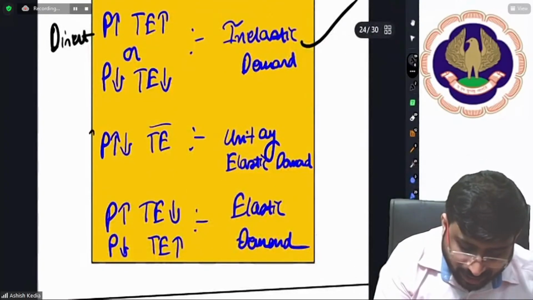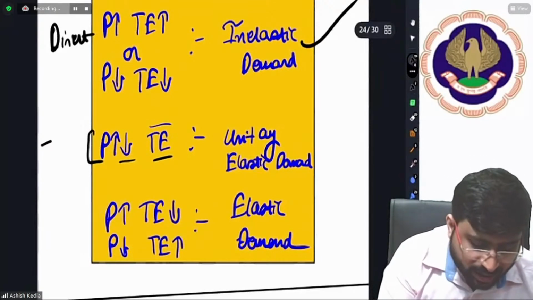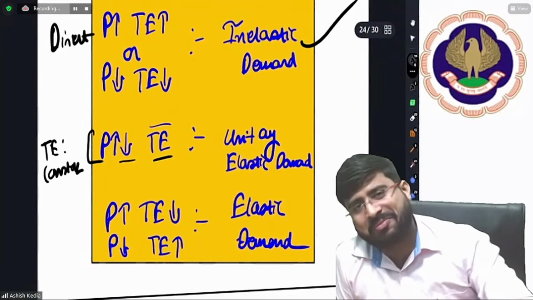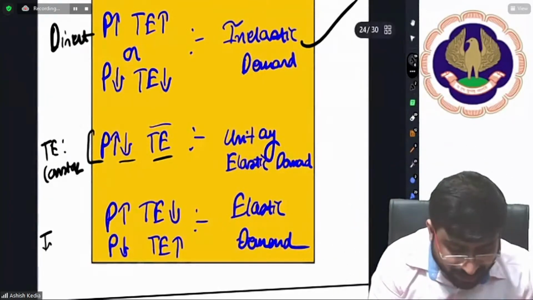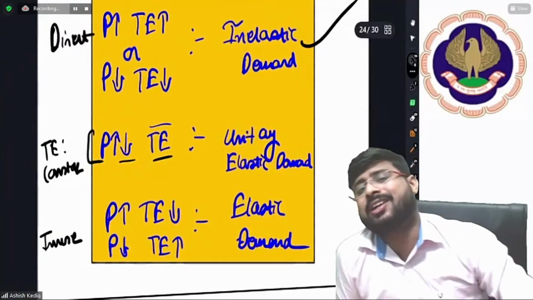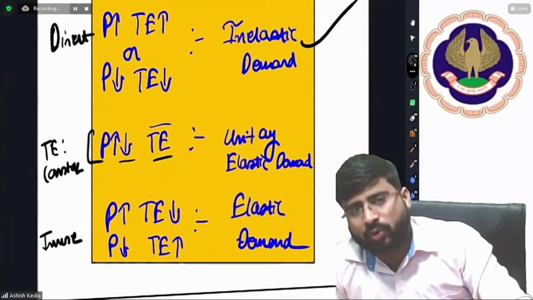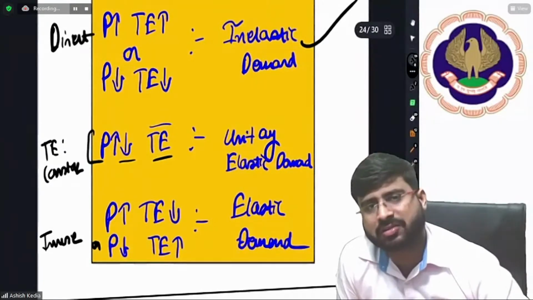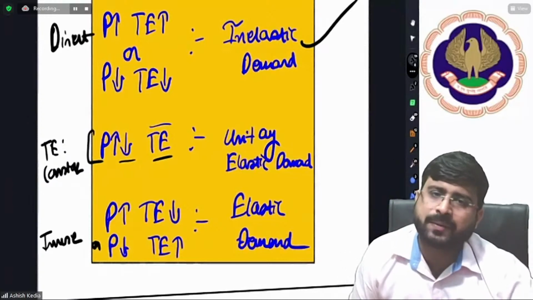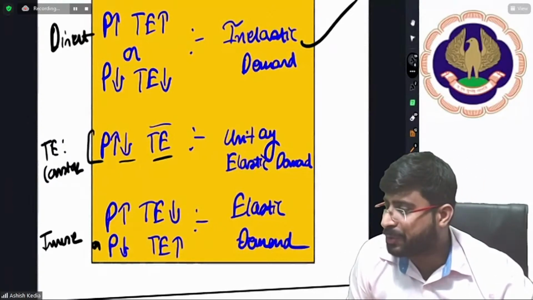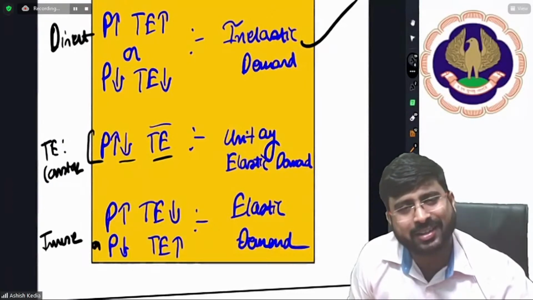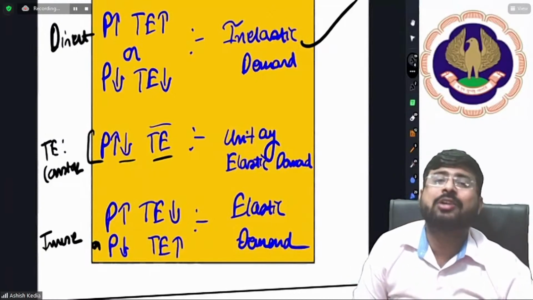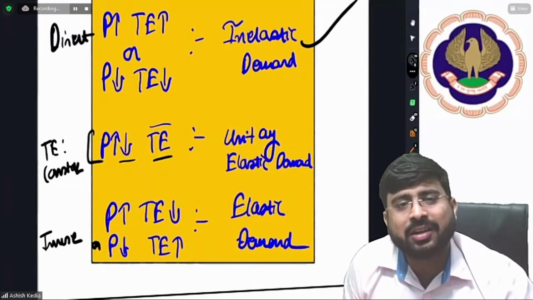Similarly, if price is rising and falling, but total expenditure is constant, then that is called unitary elastic demand. But if there is inverse relationship between price and total expenditure, so let's say if price is rising, total expenditure is falling, or if price is falling and total expenditure is rising, if either of the two is happening, then the demand is said to be elastic. We call it elastic demand.